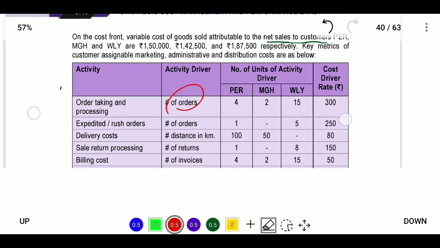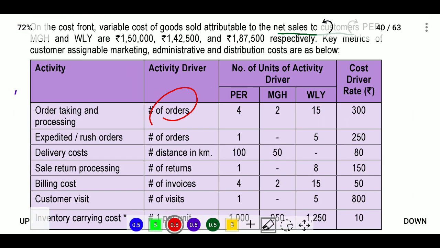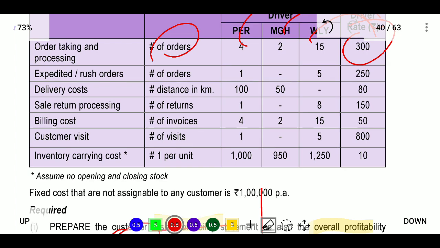Here they provide the cost driver: 300 into 2 and 300 into 15, and we will get the order taking processing cost. Next, expedited rush orders: 250 into 5, we will get the rush order cost. Next, delivery cost: 80 into 50, we will get the delivery cost.